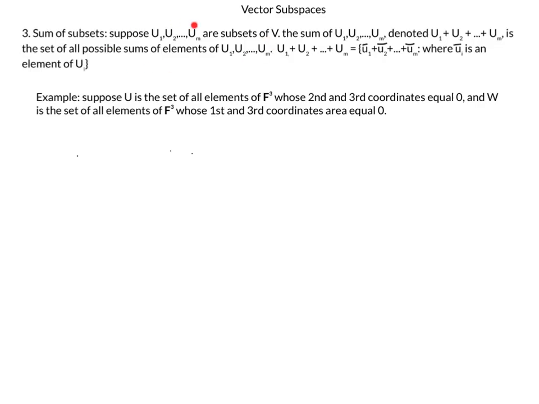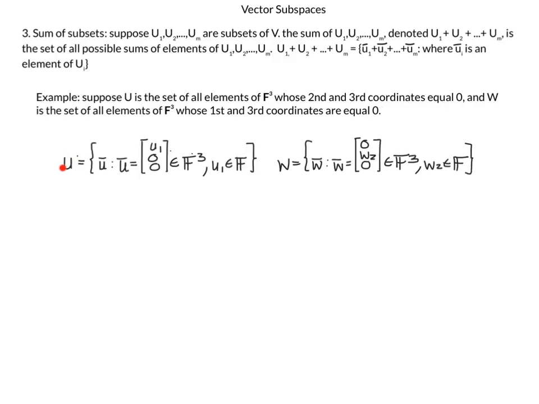And we'll do an example. This is a fairly easy concept once you see it. So suppose U is the set of all elements of F3 whose second and third coordinates equal 0. And then W is the subset of all elements of F3 whose first and third coordinates are equal to 0.